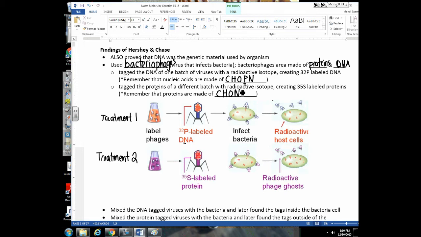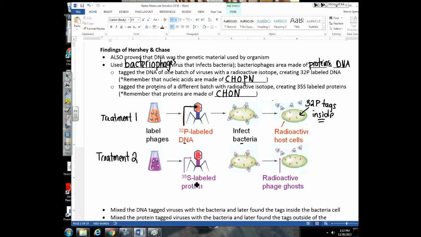So here's what we saw in treatment 1. We tagged the DNA that's inside this part of the virus. We infected these bacteria cells, and then we basically separated the viruses from the bacteria cells. And this is where we found the tags. We found these 32P phosphorus tags inside the bacteria cells, indicating that the DNA is what is being injected into these bacteria cells, and the DNA is the genetic material of these viruses.